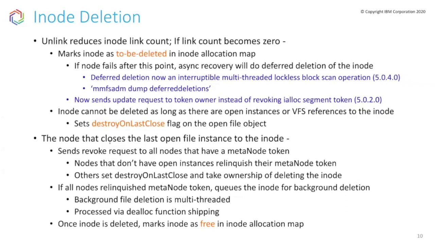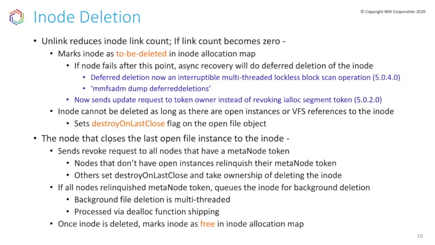The background queue is present on each node. So maybe some node is overstressed. You did a lot of deletes on that node, so its background queue is big. And even though it's multi-threaded, it always helps if you distribute the deletion so that every node has a certain chunk of inodes to work with.